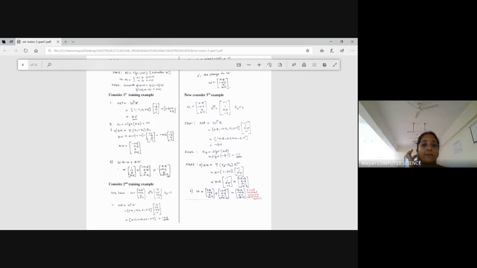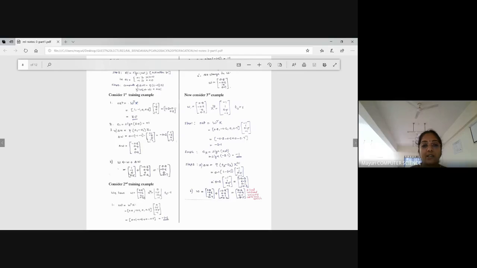To apply it to the second input. So this is my second input X2, which is given in the question. The target output is also given, minus 1. The learning rate is common for the entire example. Again, what I have to do? First of all, I have to calculate my net output.